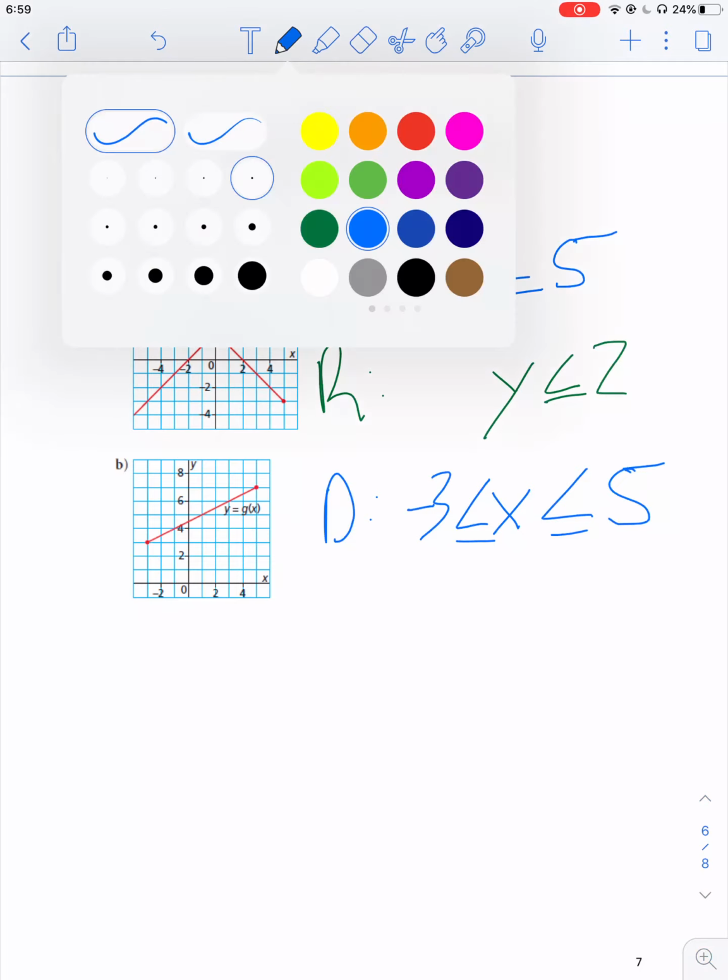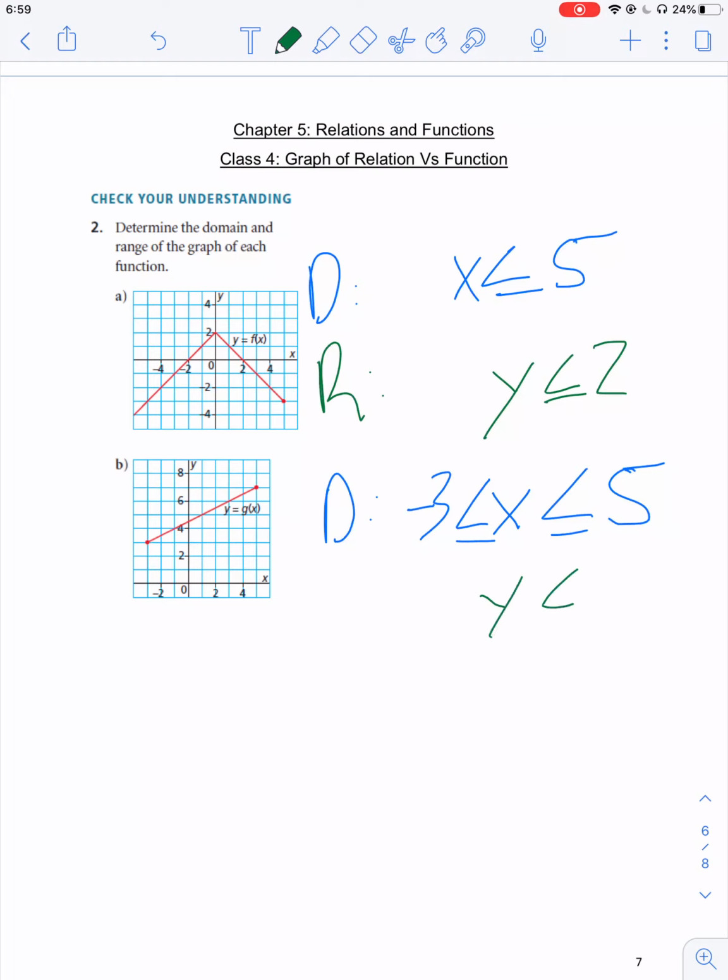Now for the range, do I have a minimum and a maximum? Yes, I do. So I'm going to put both inequalities. The maximum y value that my function can attain is this one, and the minimum y value is this one. Okay, so let's see what that value is. It seems like the maximum over here is 7, because again, if this is 2, then this has to be 1. And my minimum is 3. Okay, so minimum is 3.